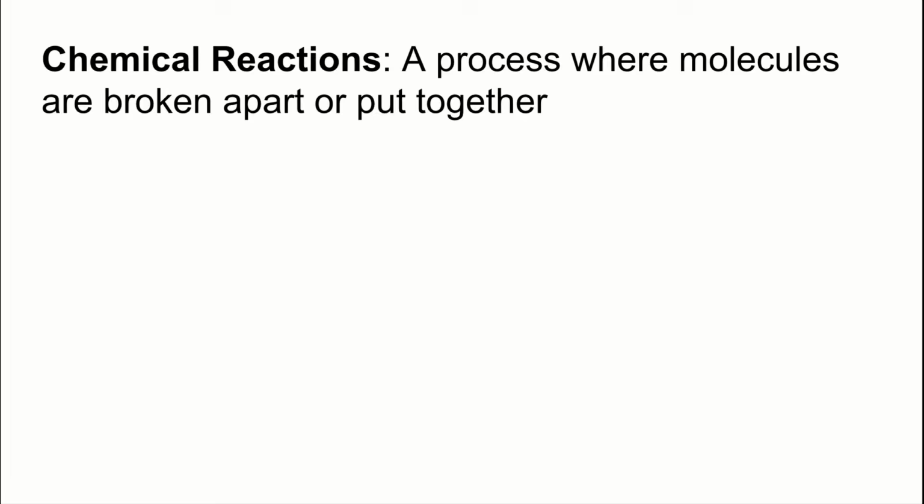A chemical reaction is a process where molecules are broken apart or put together. Let me show you an example. If I start with atom A and atom B, my chemical reaction might involve putting them together into this molecule AB. You can see that they're connected now.